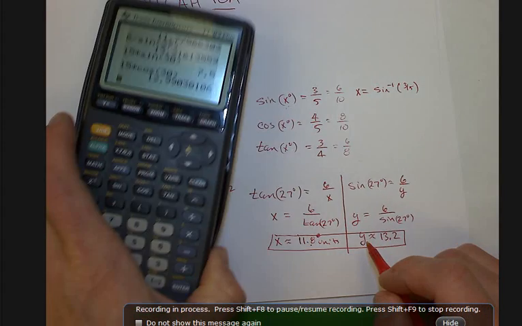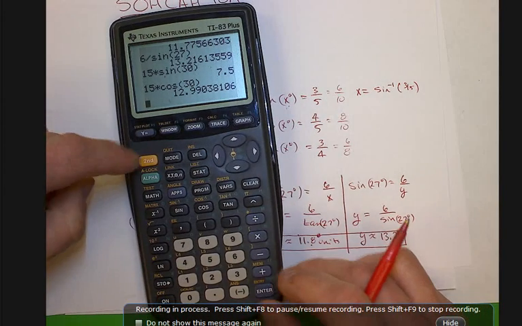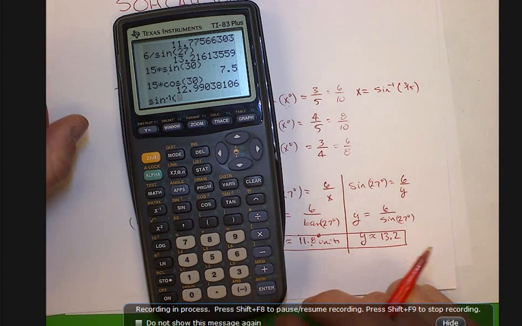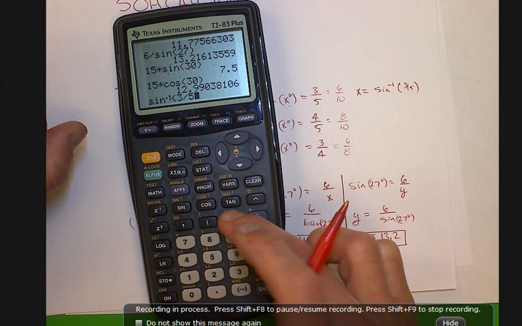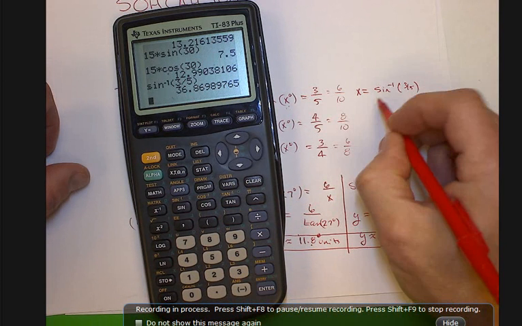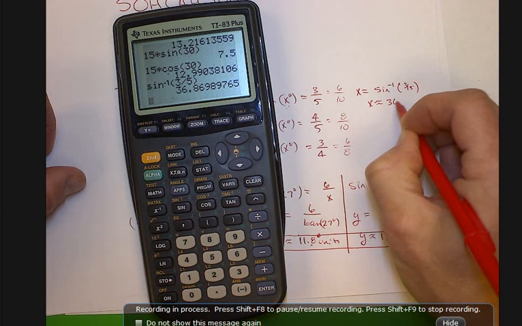Well, here it is. If I take second function sine, you see the little sine minus 1, and then go 3 divided by 5, close my parentheses. This will tell me the number of angles. So I get x is about 36.9 degrees.